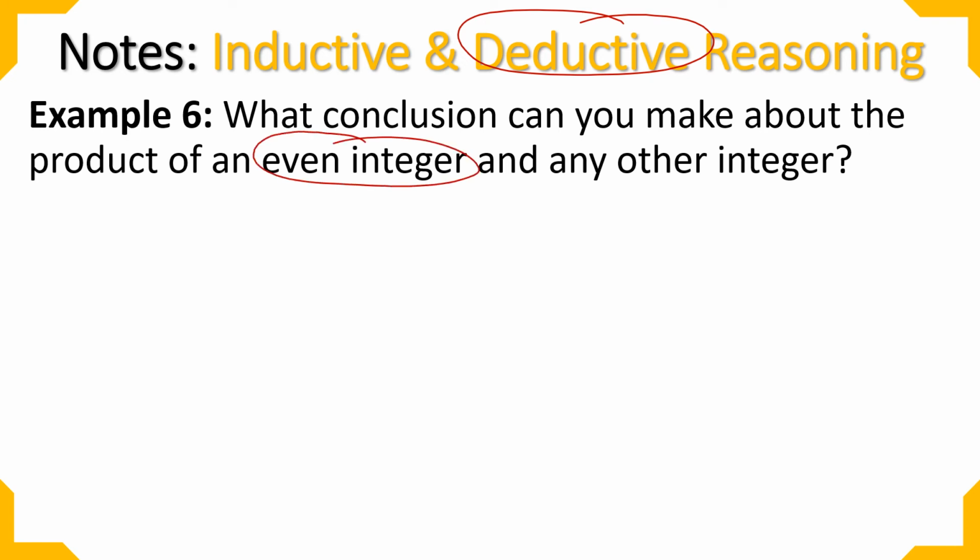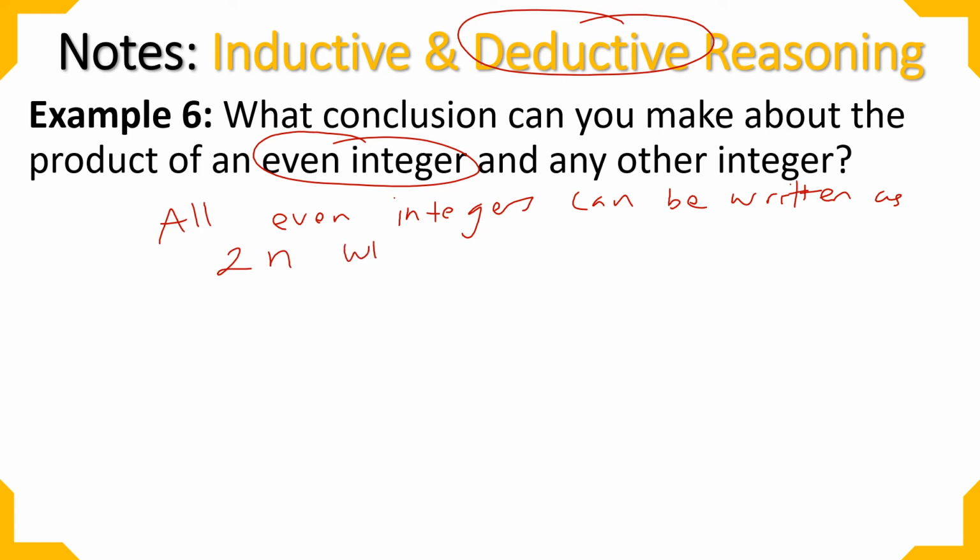So first off, let's start with an even integer. We know that all even integers can be written as 2n, where n is an integer. So 2 times 1 is an even number, 2 times 2 is 4, an even number, 2 times 3 is 6, an even number, and so on.